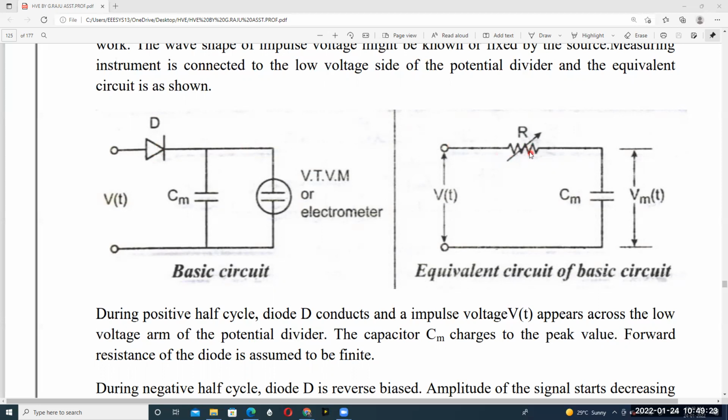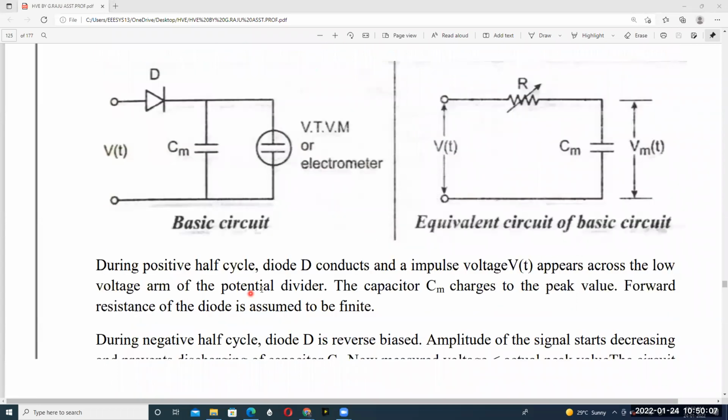Because of this resistance, some small voltage drop takes place. That is called error, denoted by delta. So VM of t is less than V of t. Because of this error, the meter voltage is less than our input voltage V of t, because of the forward resistance of the diode.